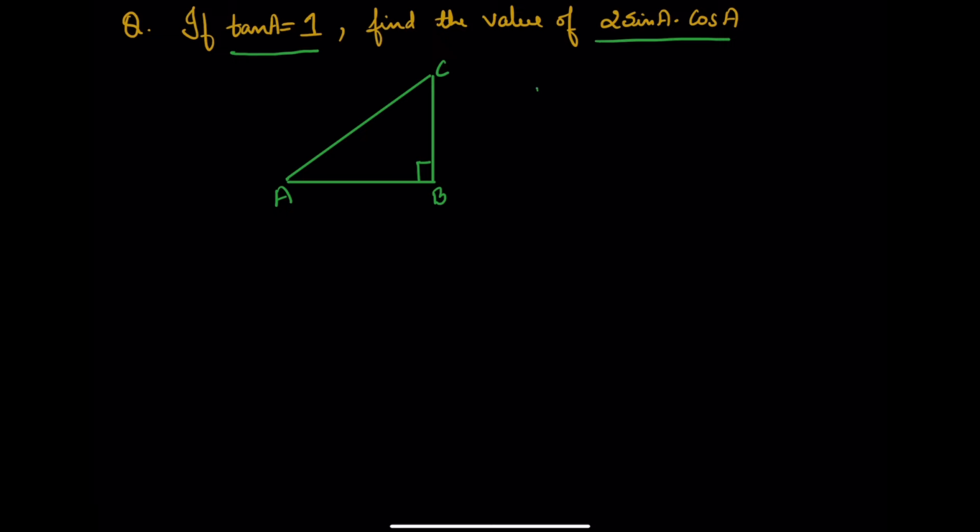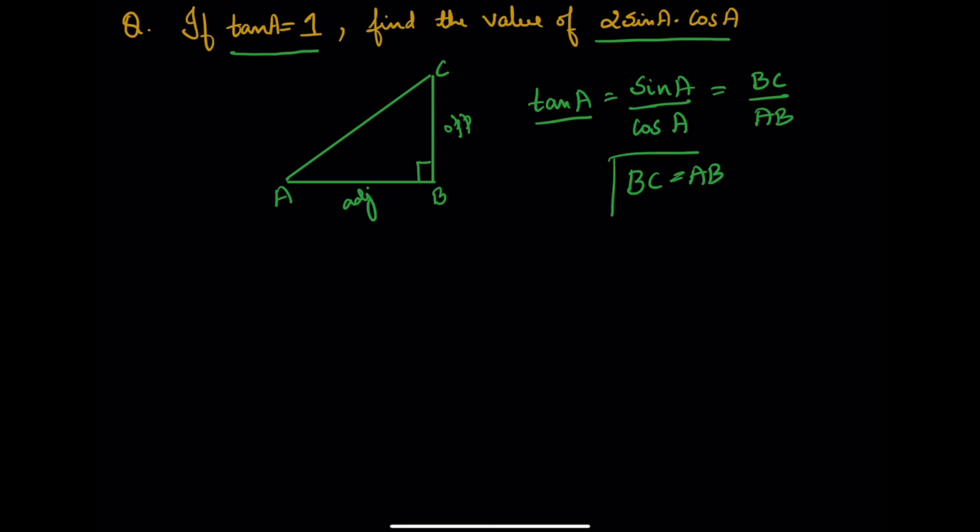So tan A is nothing but sin A by cos A. So which is nothing but, in this diagram, BC by AB, which is opposite by adjacent. So that's the definition of tan. Now if tan A should be equal to 1, that means sin A and cos A are equal, or in other way we can say that BC is equal to AB. So this is necessary for tan A to be equal to 1.